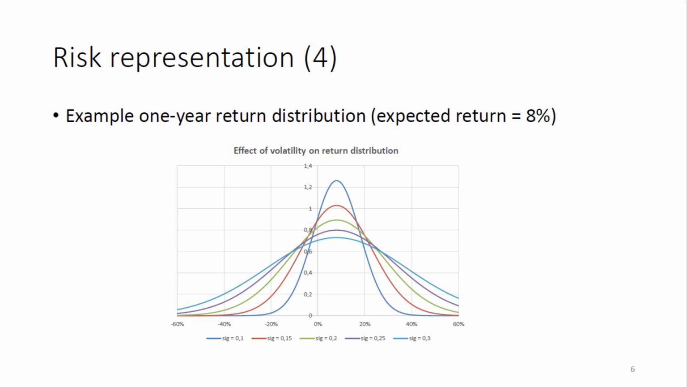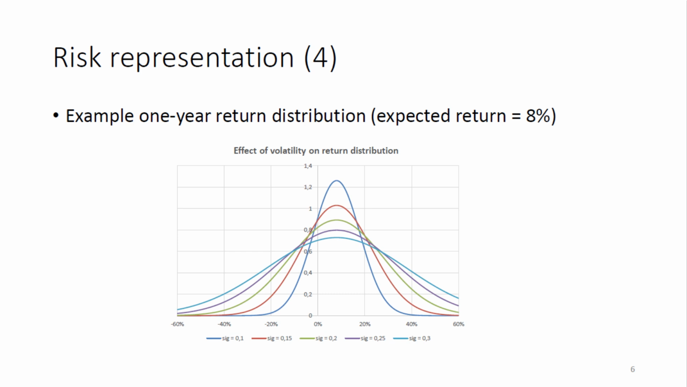I mentioned in the introduction that the volatility is an important parameter in the normal distribution to represent this uncertain future. What I said is that it sets the range of possible outcomes. In this graph, I looked at the normal distribution where the mean return is always 8%, but I drew the graph for different volatilities. The blue line, which is in the middle, is the line if the volatility is set to 10%. On the x-axis you see possible returns, ranging from minus 60%, minus 40%, minus 20%, 0, 20, 40 and 60%.